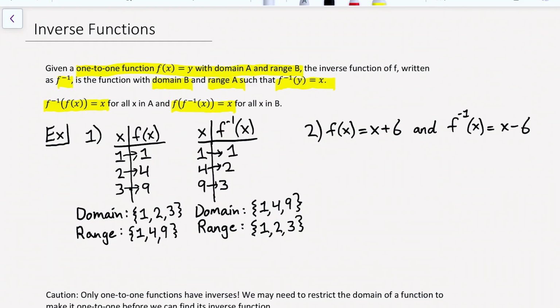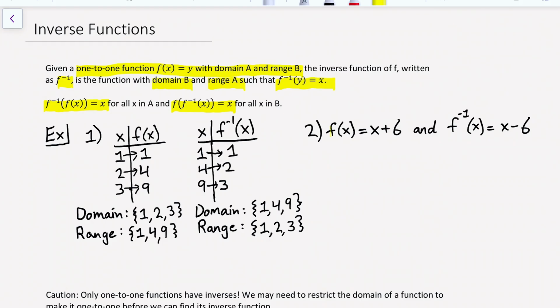So notice that the domain and the range are switched for the function and its inverse. The domain of the function is the range of the inverse function. The range of the original function is the domain of the inverse function.